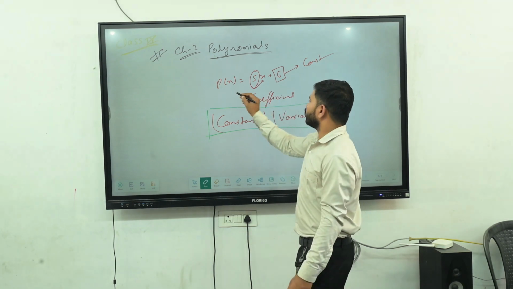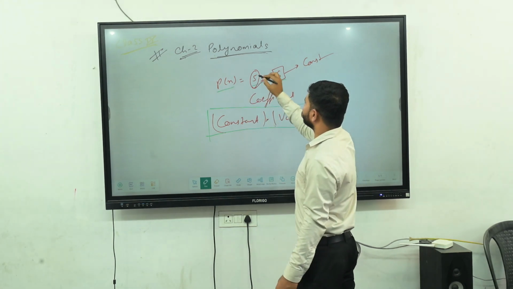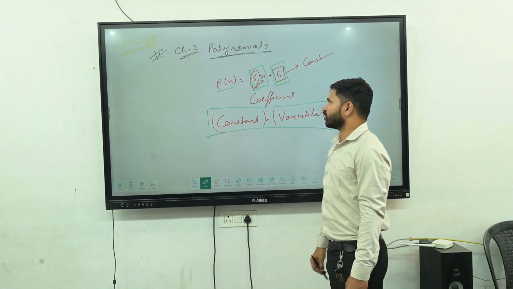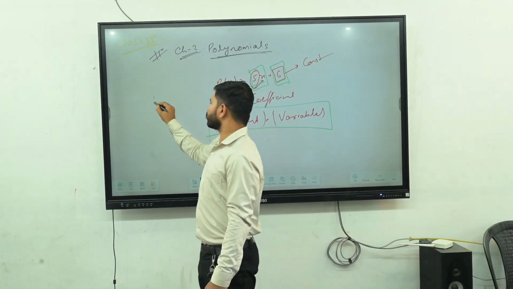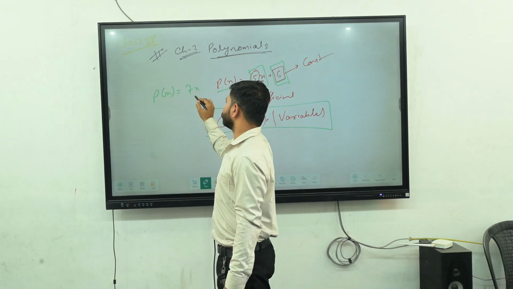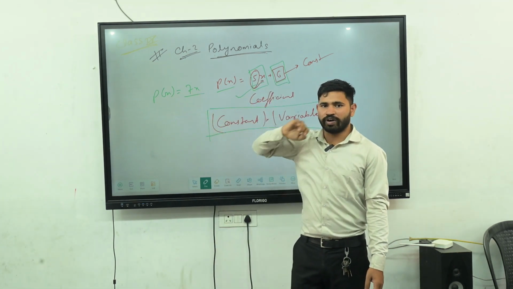See, there is the polynomial p(x) = 5x + 6. Here we write the first term is 5x and the second term is 6. So the polynomial has two terms. Same, if there is a polynomial p(x) = 7x, then in this condition this polynomial has only one term.